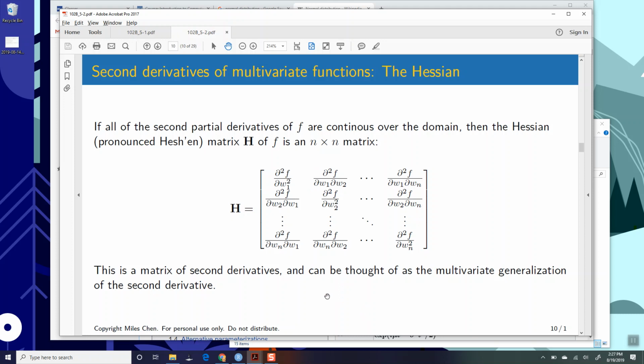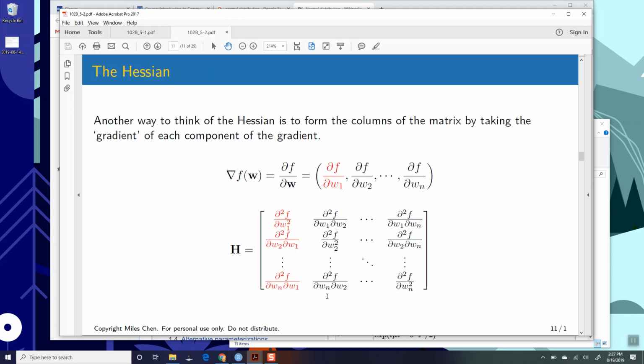And we can think of this as a multivariate generalization of the second derivative. All right, so if you were to find the Hessian manually, you would first take the partials with respect to each element, and then you take each of those things and do the partials with respect to each element again.